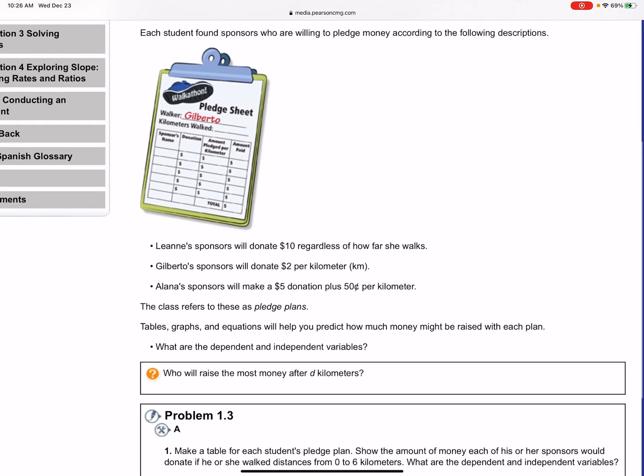So in Ms. Chang's class, these students are going to partake in a walkathon. Remember, you get paid depending on what you agree with your sponsor for. So here it says, each student found sponsors who are willing to pledge money according to the following descriptions. Leanne's sponsors will donate $10 regardless of how far she walks.